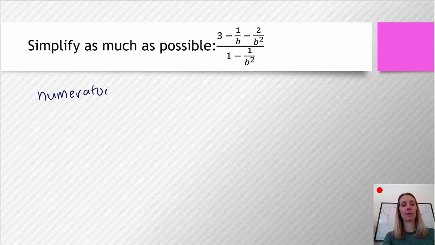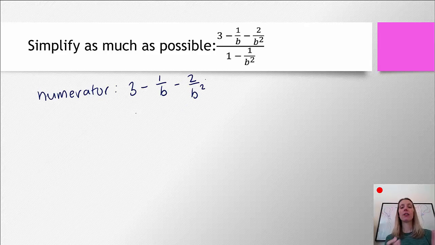The numerator we have 3 minus 1 over b minus 2 over b squared. This is 3 separate terms. We want one term. How do we combine these? Well, this is subtraction of fractions. How do we subtract fractions? We find a common denominator. So what's the common denominator here?